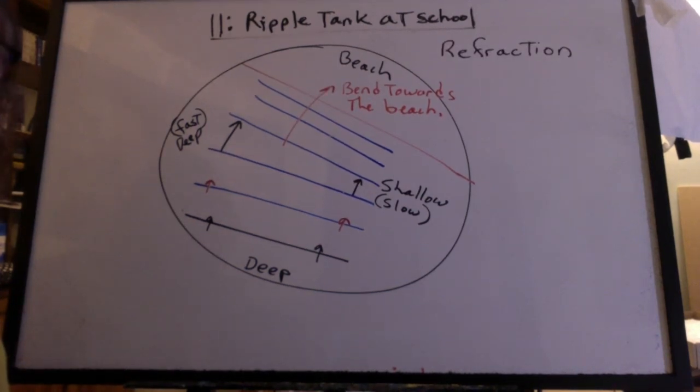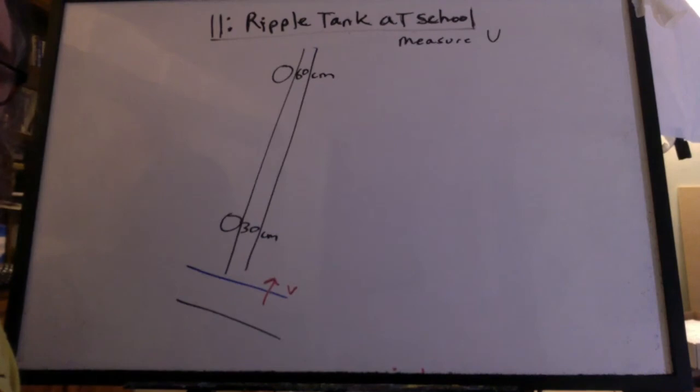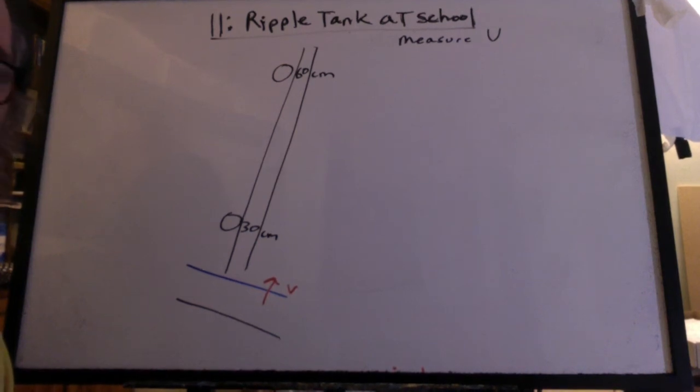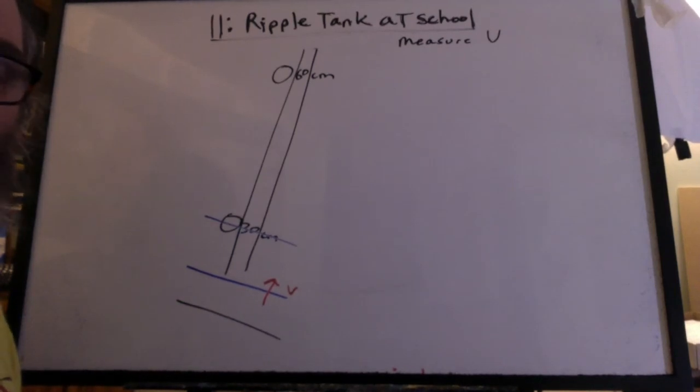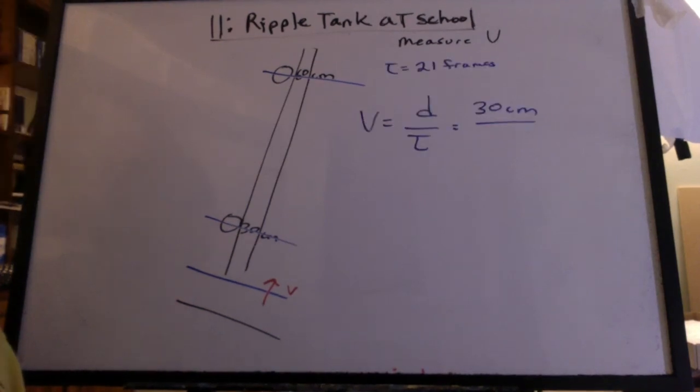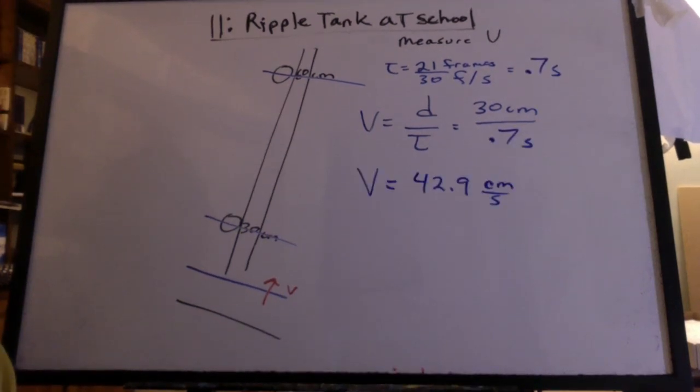This is called refraction, the changing of the direction of a wave due to a change in speed. In the next part, we could measure the velocity of a wave because we put a meter stick down by the shadows and I marked off 30 centimeters to 60 centimeters. You can just count the frames, 30 frames per second, go that distance. I got 21 frames, 30 frames per second, 0.7 seconds, and I got 42.9 centimeters per second.